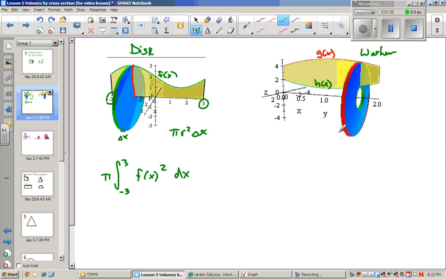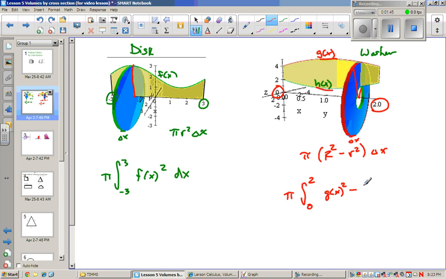Likewise, for washer, we knew that we were working with something with a little radius and a big radius. So our cross-section was going to be pi, a big R squared minus a small r squared. And again, our thickness is delta x. And so that's the volume. When we write our integral, we've got pi, the integral, and in this case it goes from 0 to 2. Our big radius goes up to this top function, g of x. So we have g of x squared minus our small radius, which goes to this function, h of x squared. And delta x becomes dx as it's heading to 0.